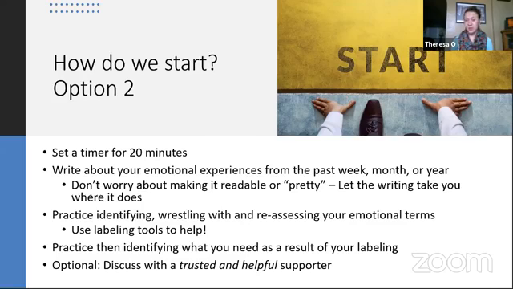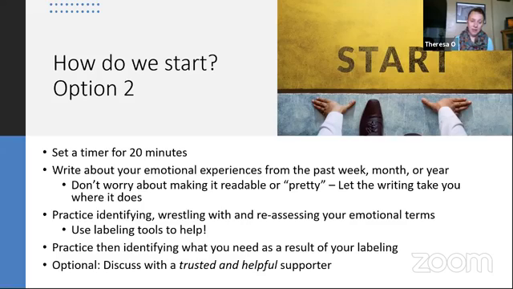You definitely don't need to make it readable. It doesn't need to be pretty. No one needs to read this other than you. And give yourself some permission to let that writing take you wherever it does. Oftentimes journaling is great because you don't really know where you're starting and you don't really know where you're going to end. And there's always some wisdom that comes with it.